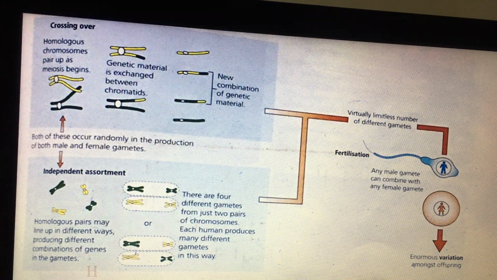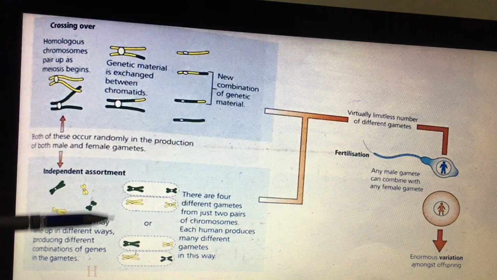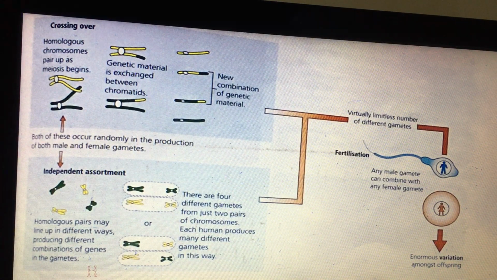So variation can happen in three ways, which are crossing over, independent assortment, where we assort the chromosomes into gametes, and here we have crossing over between two non-sister chromatids. So in fertilization, we have the fusing of the male gamete and the female gamete to make enormous variation and form a new offspring. So these are the causes of variation, which are mutation and sexual reproduction.